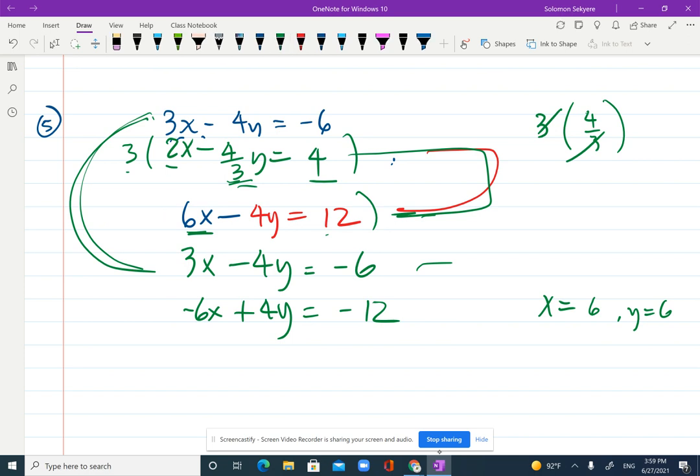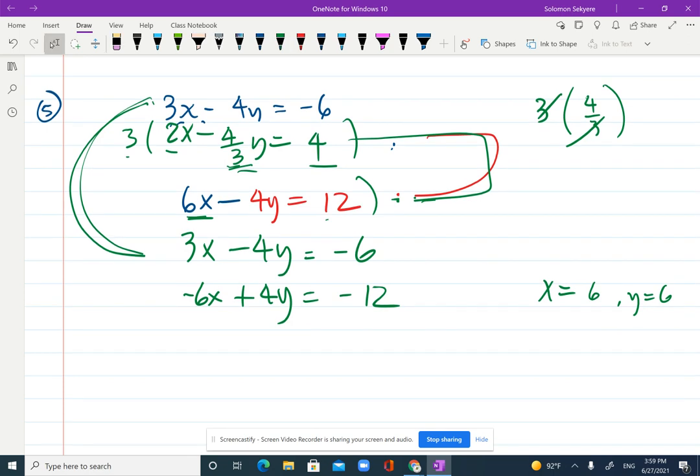So now what do we have? Okay, now you look at it, what do you have now? You have 6x minus 4y equals 12 and 3x minus 4y equals 6. So here we have the same coefficient, right? And also the same sign. So what are you going to do? So far we've been adding.